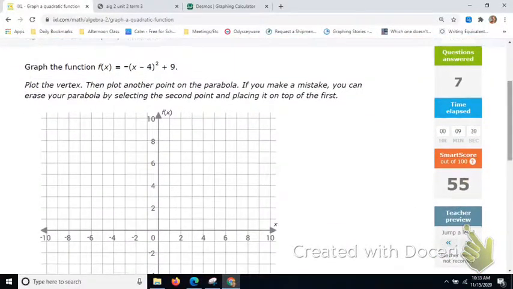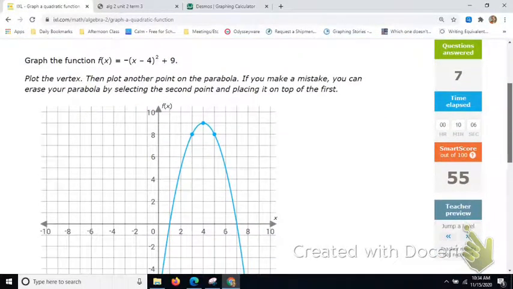Let's look at this one with this negative out in front. So I still switch the inside, keep the outside. So 4, 9 would be my vertex. And then because that's a negative on the outside, that's the same as negative 1. So I can just go down 1 and over 1. And if I plug 5 in, because that point is actually 5, 8, if I plug a 5 in for x, I should find that I would get 8 as the answer. Again, those problems are in K5.